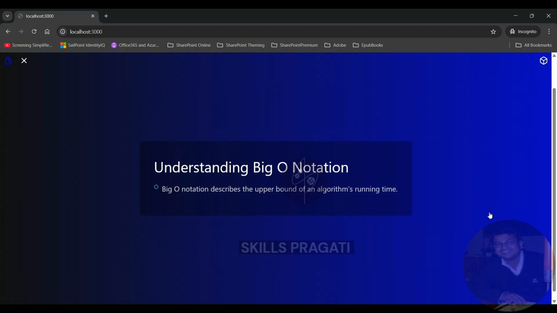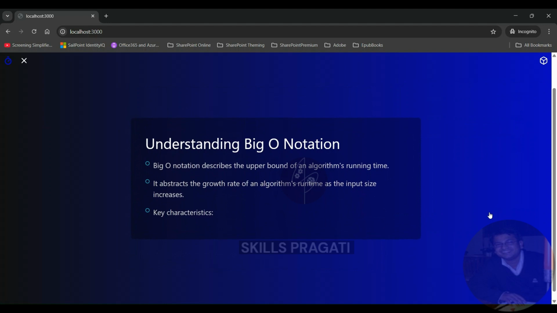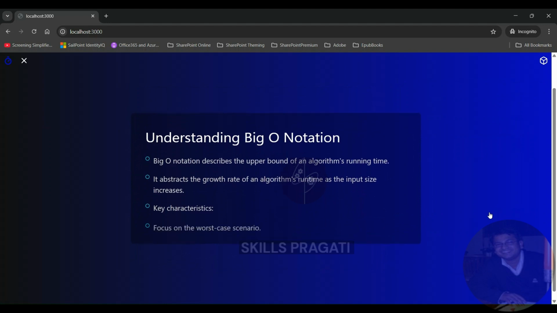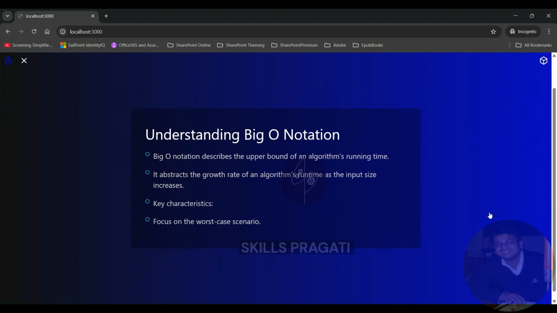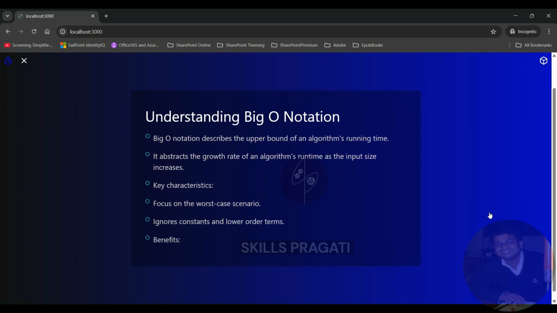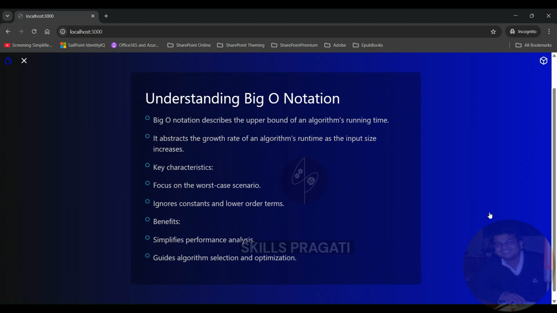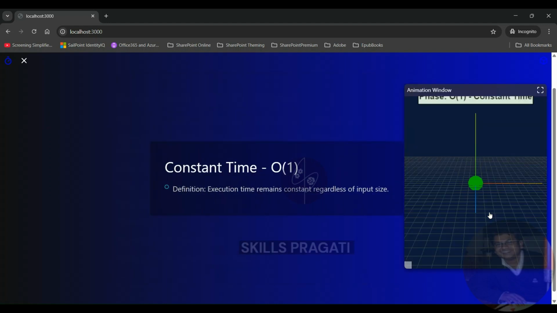Big O Notation is a way to describe the upper bound of an algorithm's running time. It abstracts the growth rate of an algorithm's runtime as the input size increases. The key points to remember are that Big O focuses on the worst-case scenario and ignores constants and lower-order terms. This simplification makes it easier to analyze performance and guides us in choosing and optimizing algorithms.